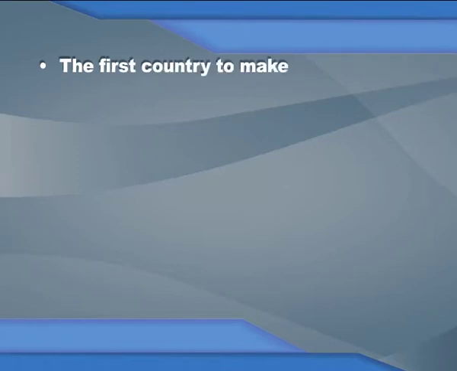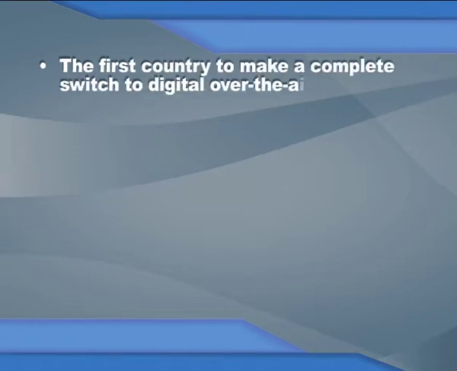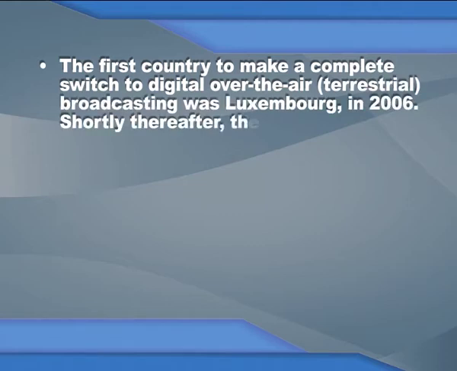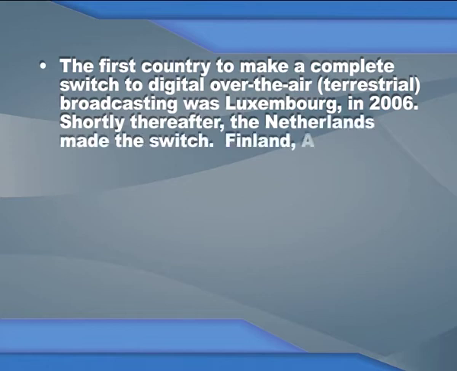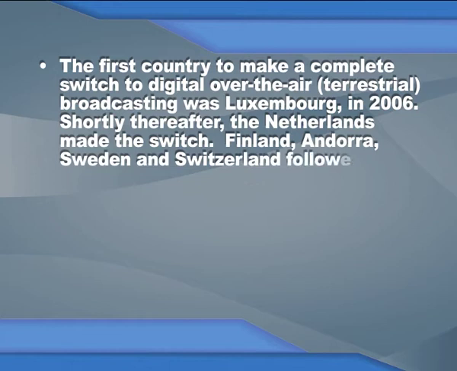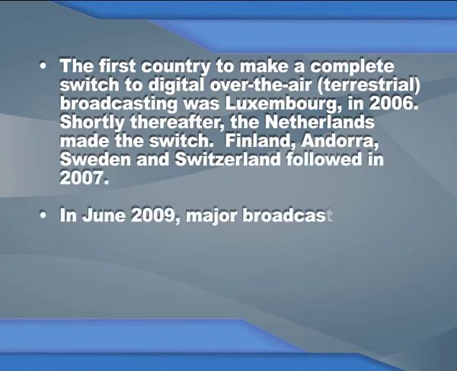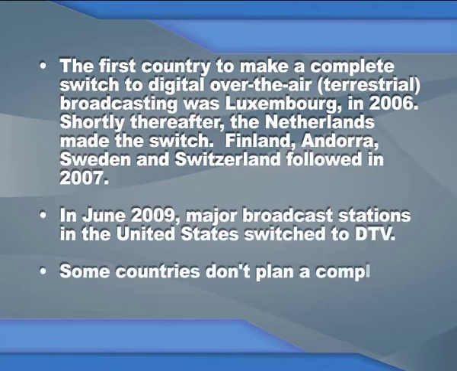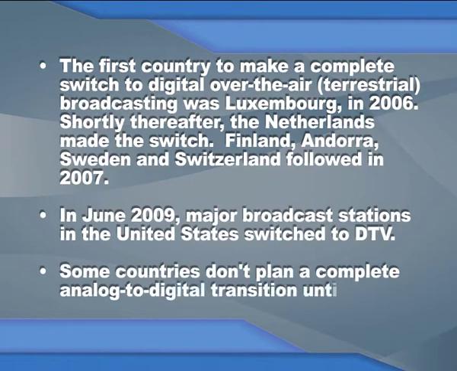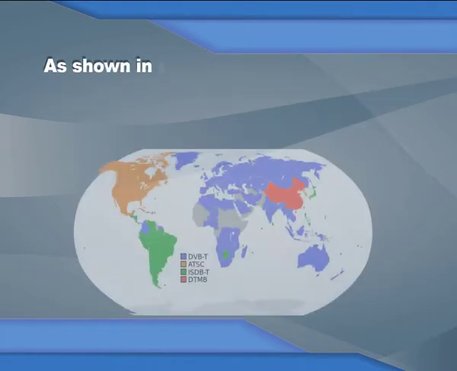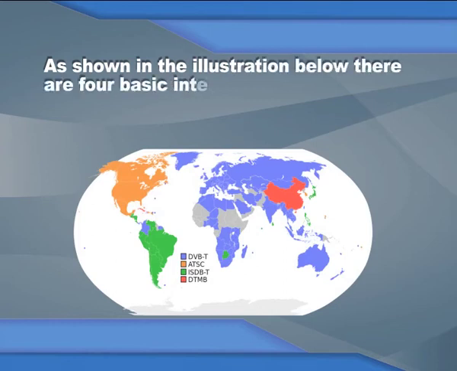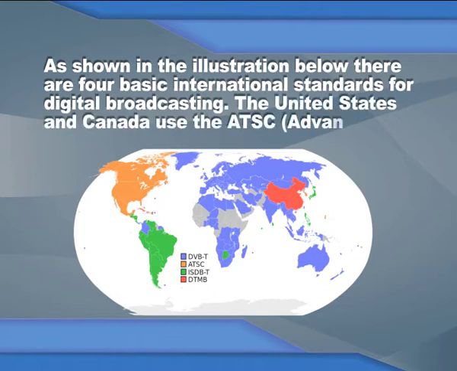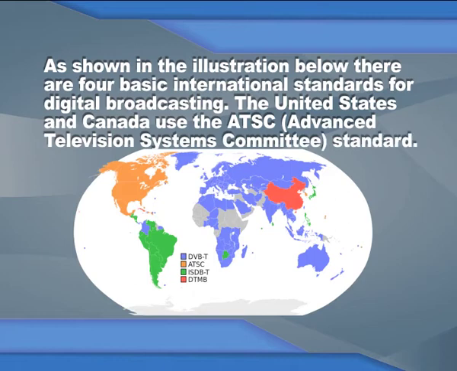The first country to make a complete switch to digital over-the-air terrestrial broadcasting was Luxembourg in 2006. Shortly thereafter, the Netherlands made the switch. Finland, Andorra, Sweden and Switzerland followed in 2007. In June 2009, major broadcast stations in the United States switched to DTV. Some countries don't plan a complete analog to digital transition until around 2020. As shown in the illustration, there are four basic international standards for digital broadcasting. The United States and Canada use the ATSC, Advanced Television Systems Committee, standard.